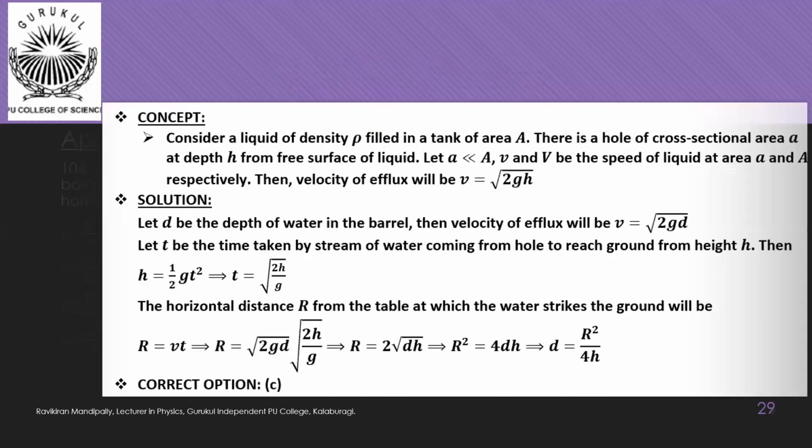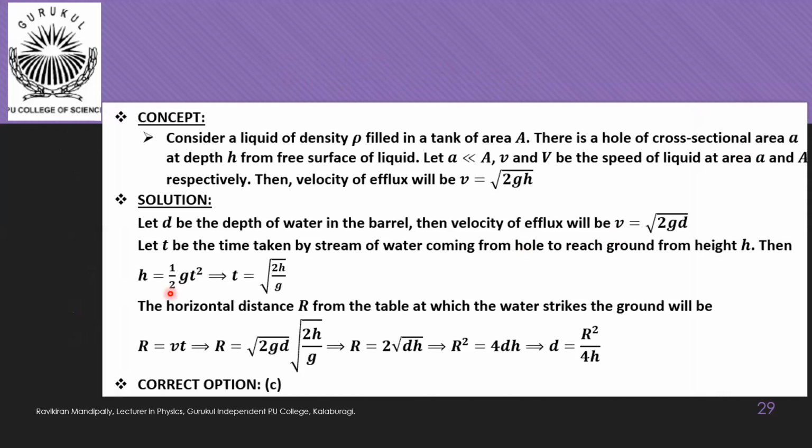In this case, here they have given that the depth at which the hole is present is small d, so the velocity of efflux will become v is equal to root of 2gd, and the barrel is at a height of H, so the liquid takes time. If it takes time t to reach the ground, we can use the condition of freely falling body, and we can say that H is equal to half gt square, where H is the height at which the liquid is starting. So t is equal to root of 2H by g we get.